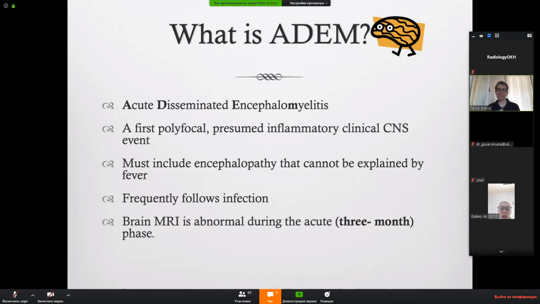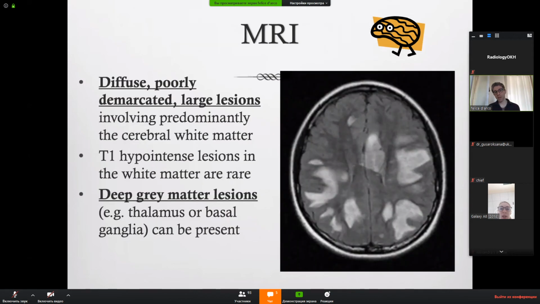So what is the definition? A first polyfocal presumed inflammatory clinical central nervous system event that must include encephalopathy, that's very important. Encephalopathy not explained by fever, because of course if you have fever you can have encephalopathy. Frequently it follows infection, and brain MRI is abnormal in the acute and early subacute phase. So in the first 3 months we have abnormality, and then it goes away.